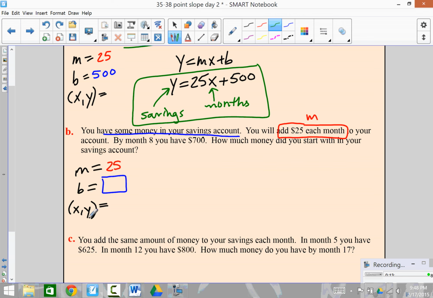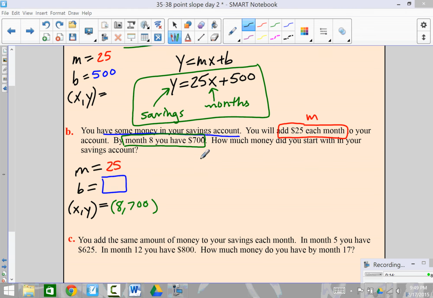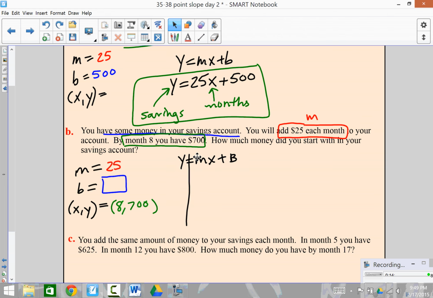Third part, is there an ordered pair given to us? Well, it does say by month 8 you have $700. So that is going to be our ordered pair. The month is going to be the x. You can see that the month is the x. And our money amount is $700. You have an ordered pair here. Your y is savings: 8 months, $700. Well, if you have your m, your x, and your y, should you be able to find your b? Yes. We're going to have y equals mx plus b, and we're going to plug in our information in the right spots to find our b here.